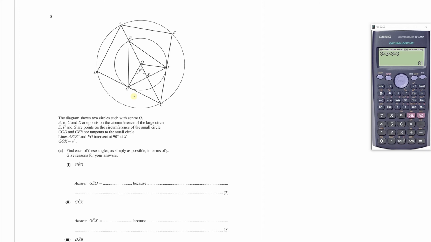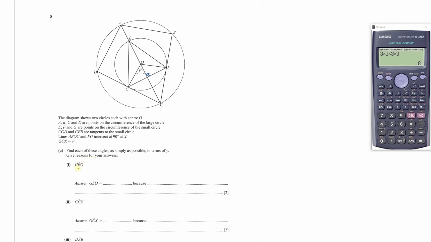Lines A, E, O, C and F, G intersect at 90 degrees, so this angle here is 90 degrees. Find each of these angles as simply as possible in terms of y. Give reasons for your answer.